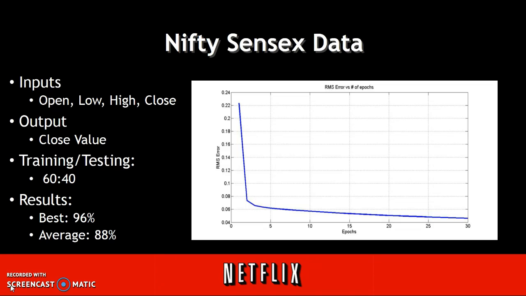What he then did was take the Nifty Sensex dataset, which unfortunately we were not able to find online. Basically, the inputs were open, low, high, and close prices for the Nifty Sensex, and the output was the close value. They took 60% of the data to train and 40% to test. As you can see in the graph on the right, the RMS errors significantly decreased, and the best result ended up being 96%, and the average result was 88%.